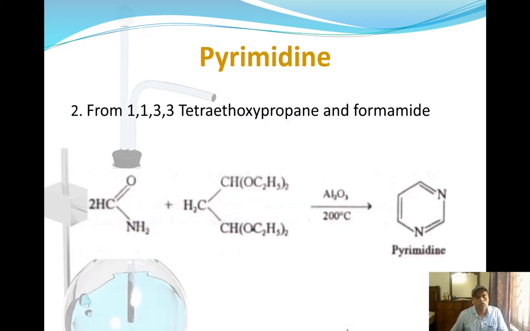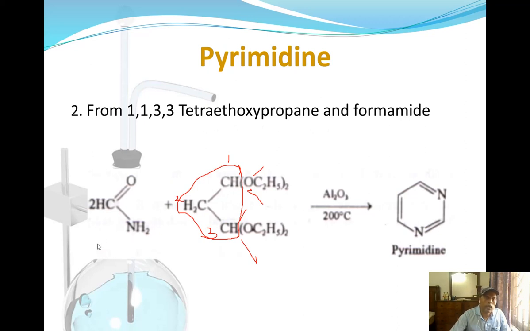The second method is from 1,1,3,3-tetraethoxypropane. This is your propane, right? There are two ethoxy groups here, right? So it is 1,1,3,3. This is position 1, this is 2, and this is 3. So it is 1,1,3,3.